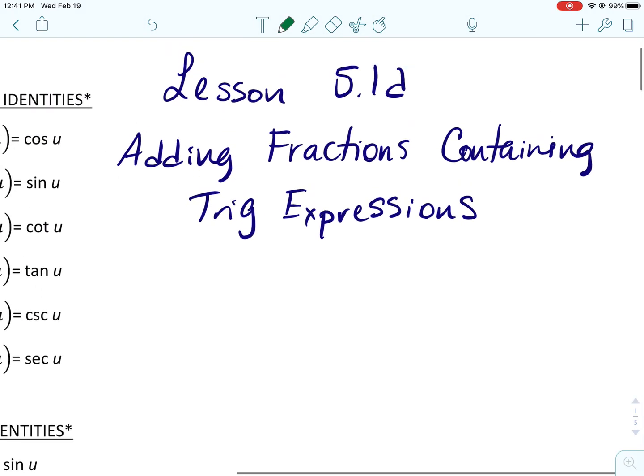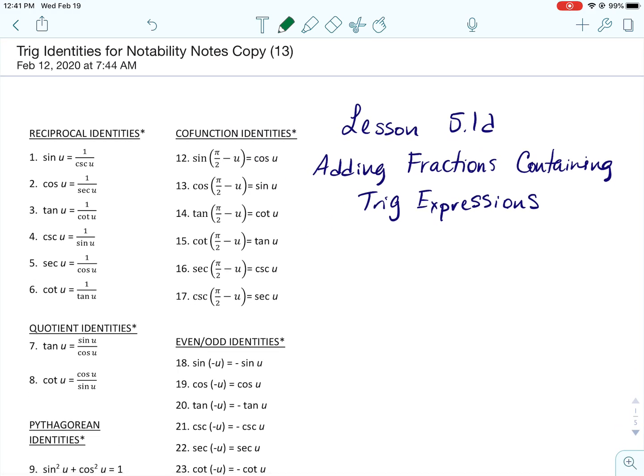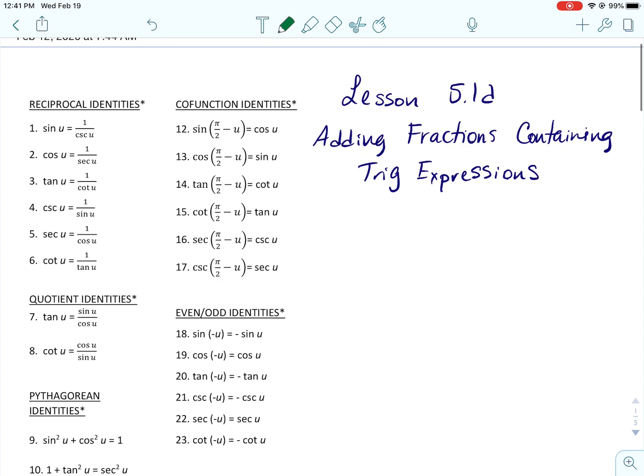So what is your number one rule for dealing with fractions if you want to add them? So number one rule for adding fractions is you must have a common denominator.